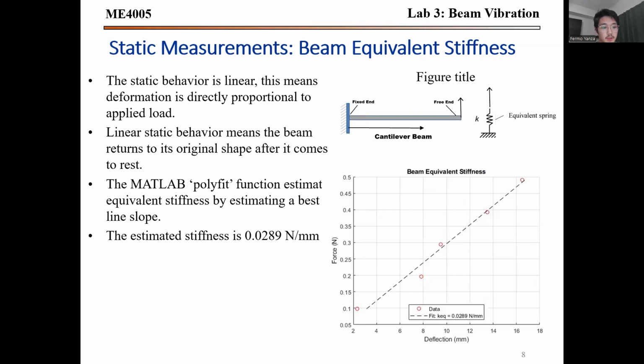And then stiffness was calculated the same way, as the polyfit function was able to give the slope of the data, estimating the stiffness to be 0.0289.